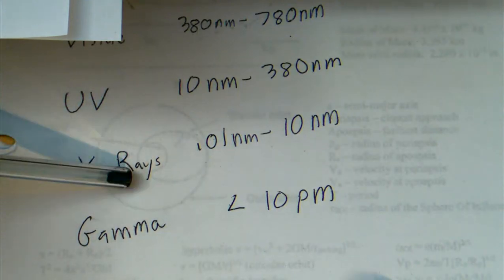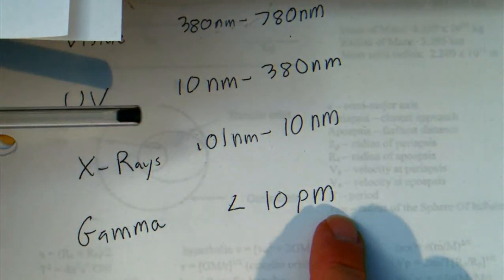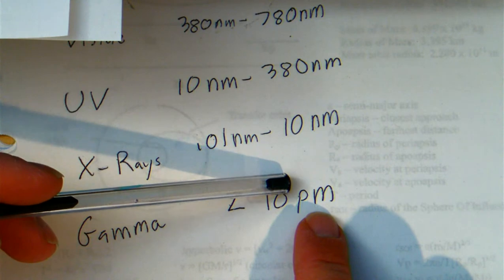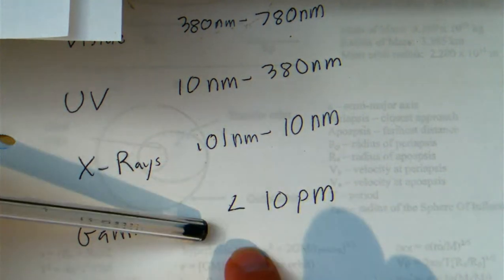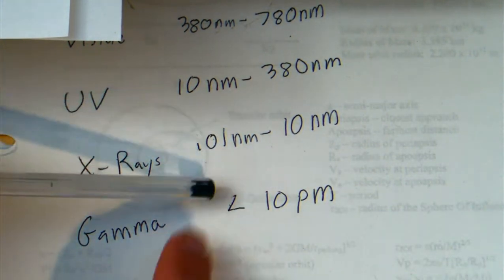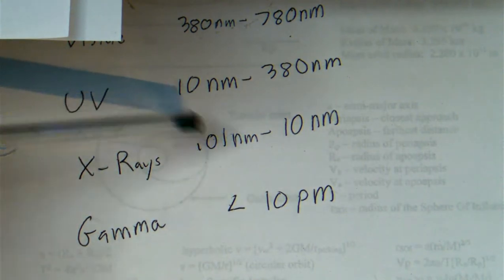So as you look at this, 10 picometers, move the decimal point 3 places to the left, 1, 2, 3, sure enough, that's 0.010 nanometers.